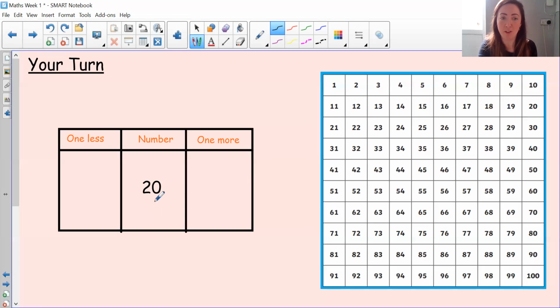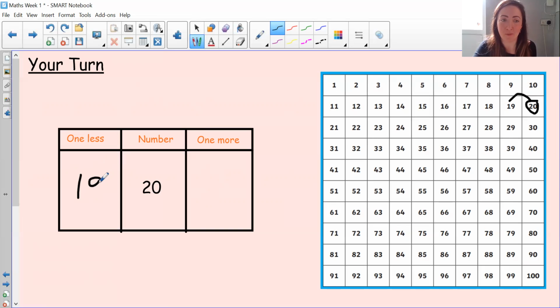Okay, so hopefully you know that this is the number 20. I know that sometimes some of you get confused between the number 20 and the number 12. The number 20 is the number that has 2 tens and 0 ones. So where is 20 on the 100 square? Here it is. Remember, all the numbers that we say when we count in tens are down the furthest column on the right, and there's 20. So one less than 20 is the number 19.